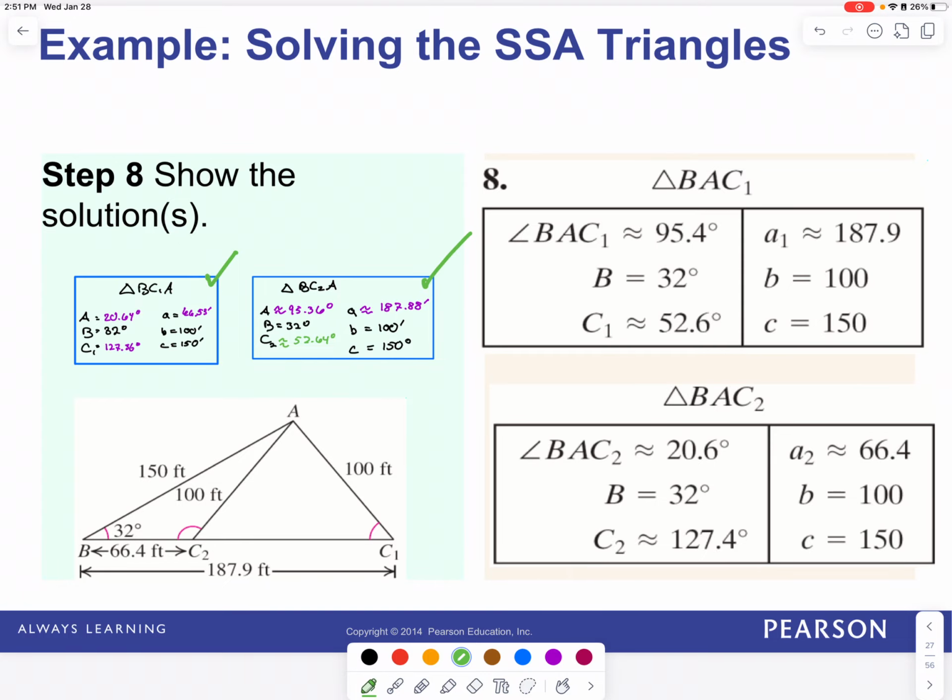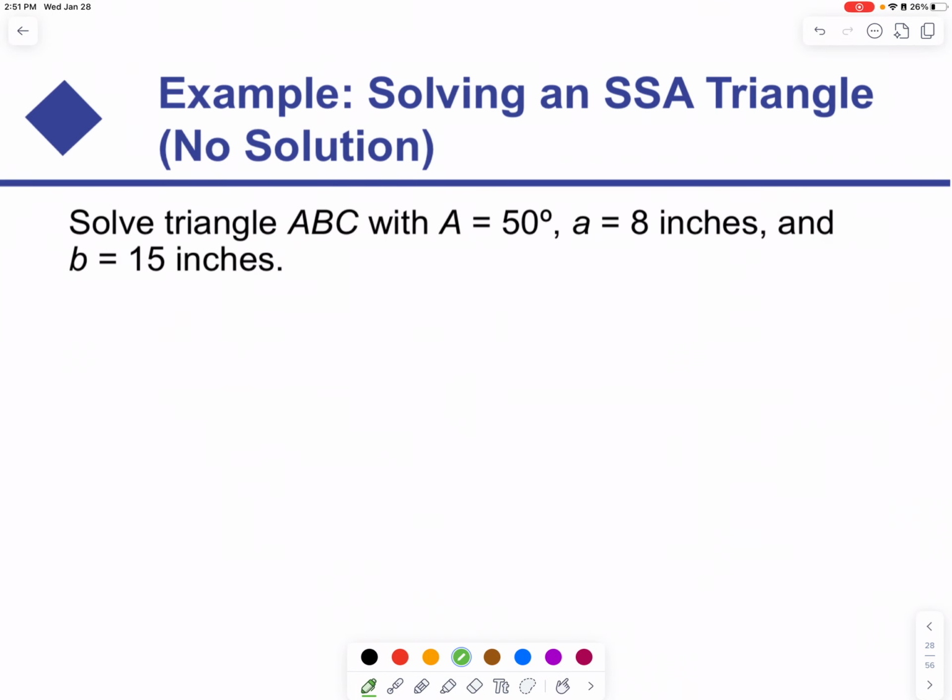All right, let's try this again. Let's see what else we got. So we're asked to solve this triangle given this information. Is this the ambiguous case, right? Is this the one that's the pain in the butt, right? So that's going to be side-side-angle. With it being the ambiguous case, we have to identify how many triangles are at play here, okay?